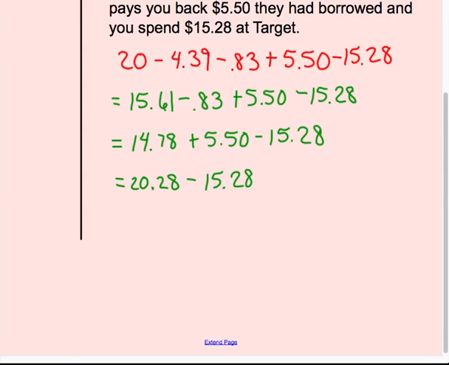And I will tell you that I have not worked this out in advance. I literally made these numbers up. I had no idea we were going to end up with 28 cents minus 28 cents. But look how nicely that worked out. And then the $20 minus $15 leaves us with $5 after our shopping spree.